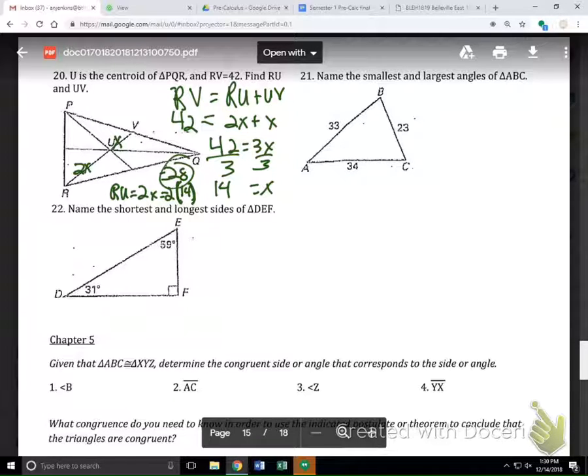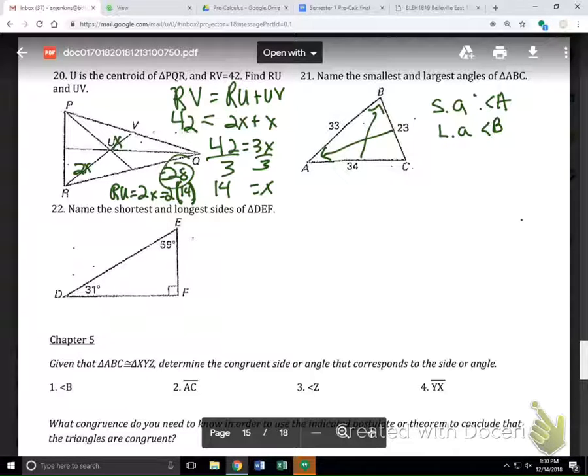Okay, our last one, for the one that I'm on at least, I keep saying the last one, but it's not the last. We're going with the longest side and smallest side, or no, smallest angle, largest angle. Smallest angle is going to be across from the smallest side. My smallest side is 23. The angle directly across from it is angle A. My longest side is 34. The side opposite is B.